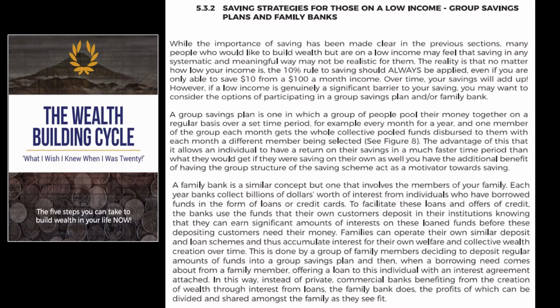So what's a group saving plan? A group savings plan, from the second paragraph, is one in which a group of people pool their money together on a regular basis over a set time period. For example, every month for a year, and one member of the group each month gets the whole collective pooled funds dispersed to them, with each month a different member being selected. And I have a little chart in the book which outlines this more graphically for people to understand.